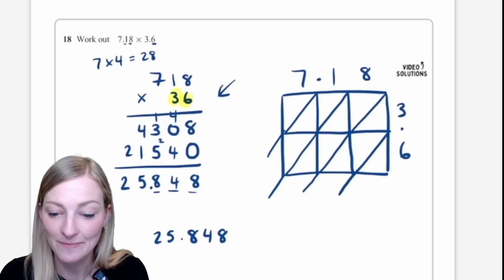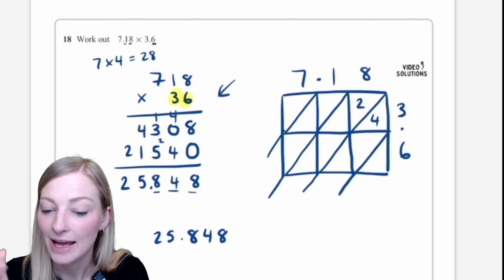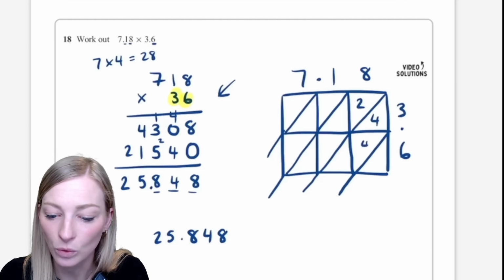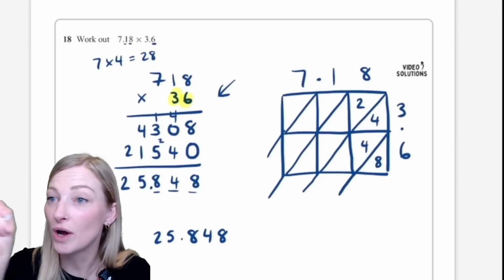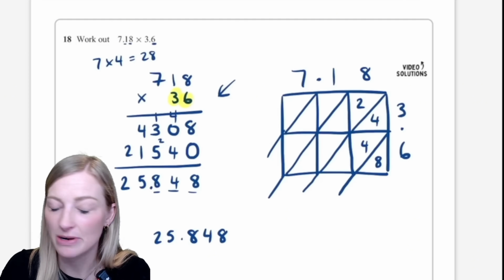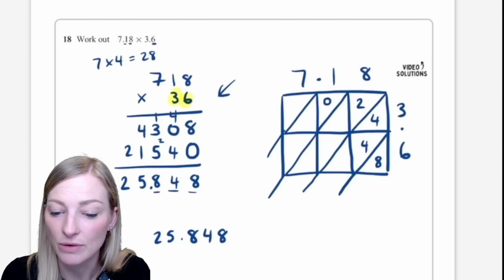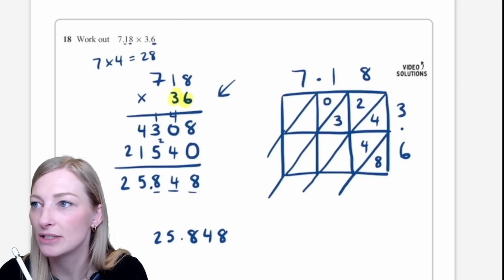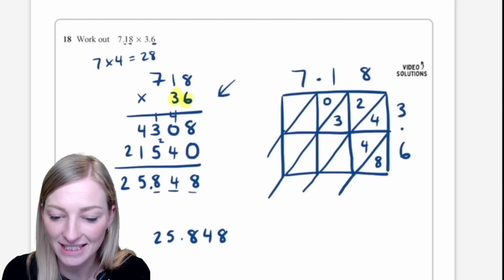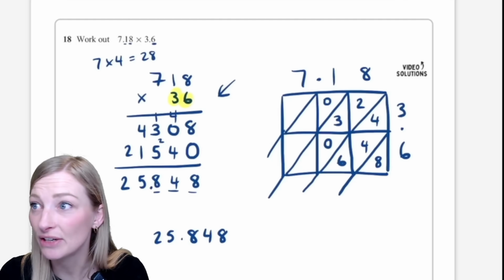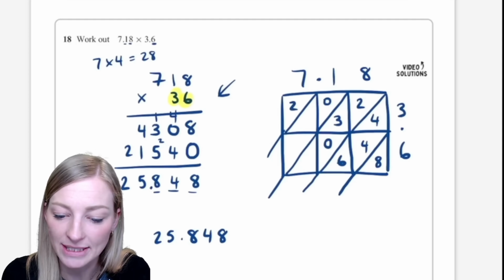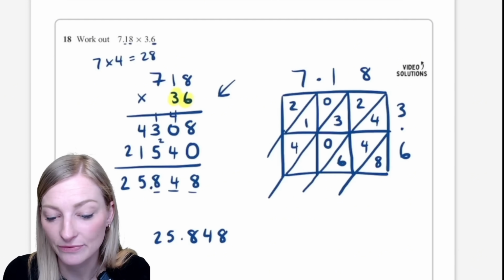8 times 3 is 24. 8 times 6 is 48. 1 times 3, so the number at the top multiplied by the number at the side, is just 3. Now when that happens, you're going to put 0, 3, because you want the 3 in the unit side. 1 times 6 is 6, so 0, 6. 7 times 3 is 21, and 7 times 6 is 42.